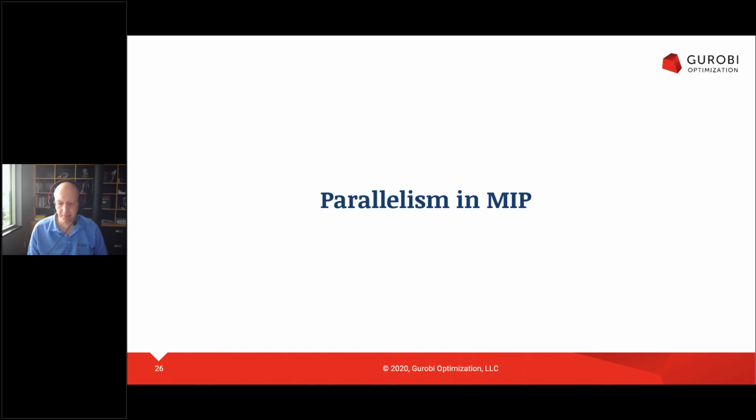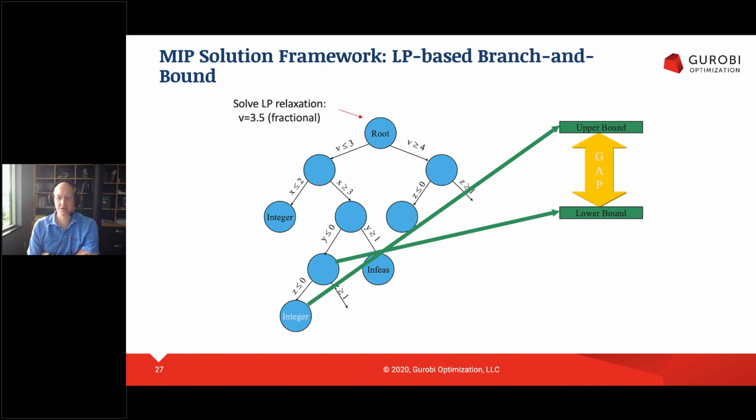So now let me talk about MIP. Just so we're all on the same page, this is a branch and bound tree. MIP is LP-based branch and bound. So it's all about solving relaxations, branching, creating subproblems, exploring a tree of possible solutions. So you solve your root relaxation, you relax the integrality constraints, you solve an LP. Some of the variables that are supposed to take integer values don't in the relaxation, so you pick one. Let's say v equals 3.5 in the relaxation. It's an integer variable, so you know that it's either less than or equal to 3 or greater than or equal to 4. That creates two subproblems.